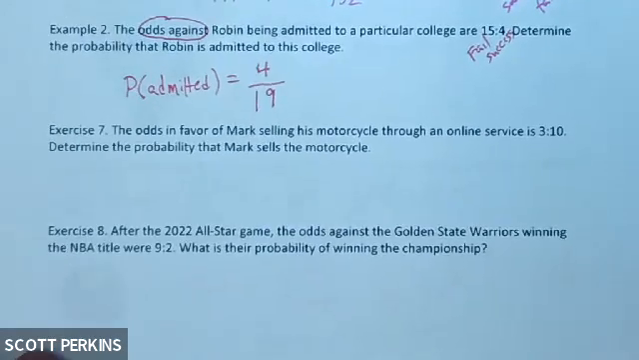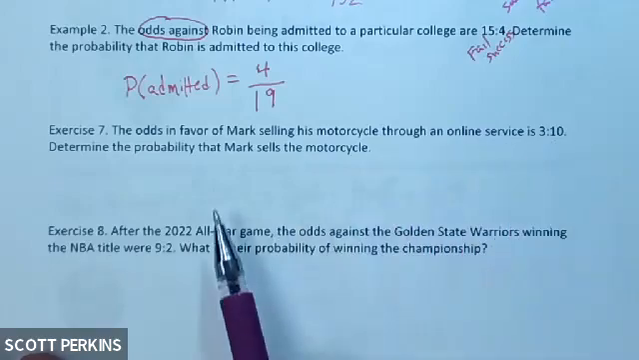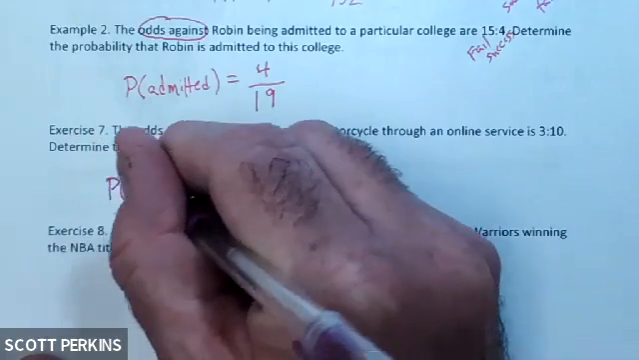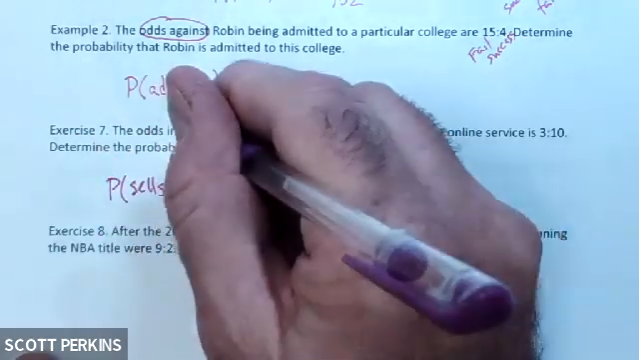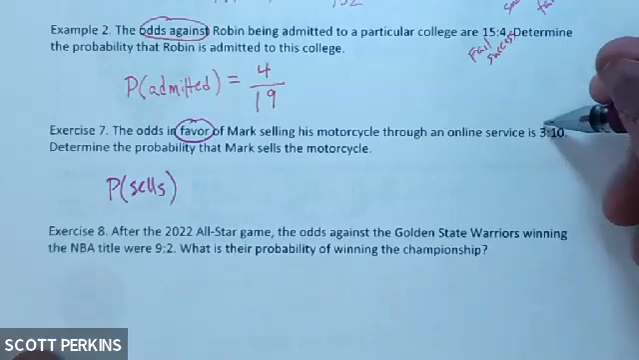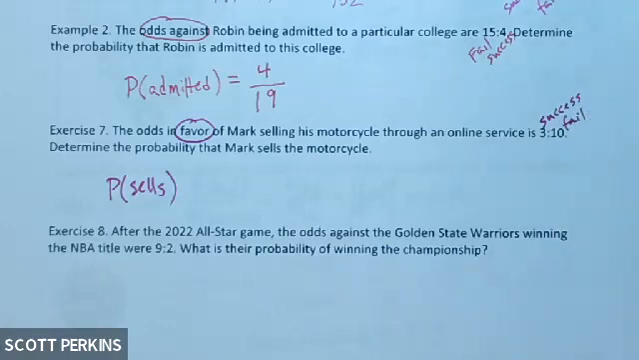Okay, so the odds in favor of Mark selling his motorcycle through an online service is 3 to 10. Determine the probability that Mark sells his motorcycle. Great. So again, just want to make sure you're reading carefully. This is the odds in favor. So when something is the odds in favor, this time the 3 is going to represent what? Success. And the 10 this time represents the failures because we are doing odds in favor.